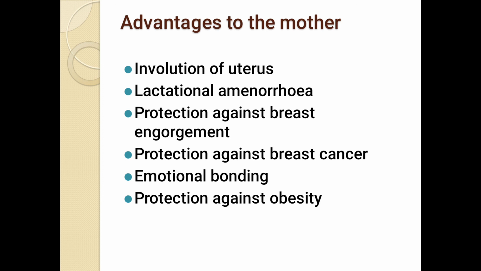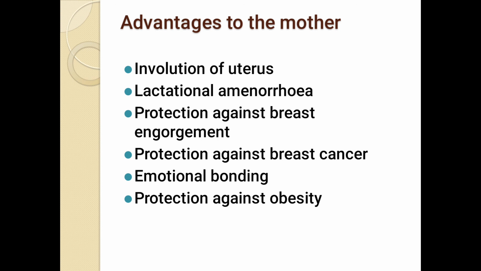This is because prolactin, the hormone for lactation, also inhibits the release of gonadotropin releasing hormone, GnRH, from the hypothalamus. When GnRH is inhibited, it will not cause the release of LH or FSH from the pituitary, which will not produce the effect on the ovary. So there will be no ovulation and no menstruation also. So that is lactational amenorrhea.